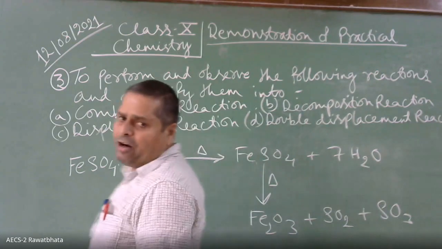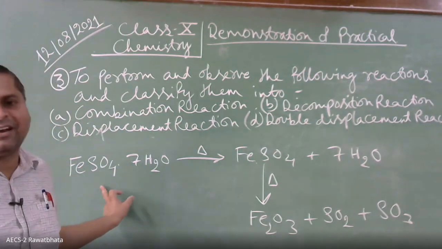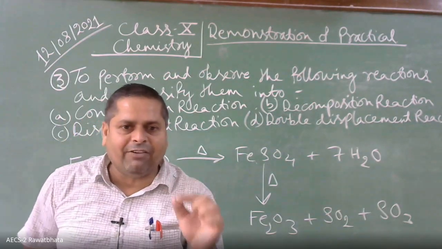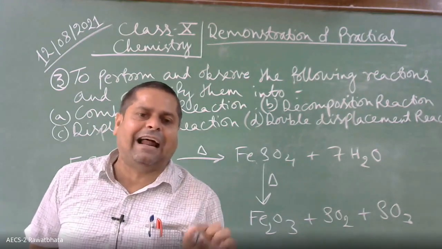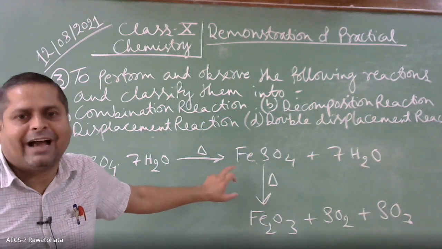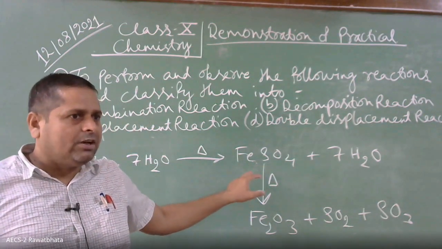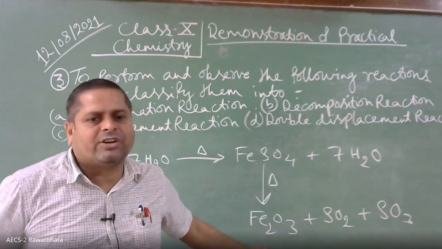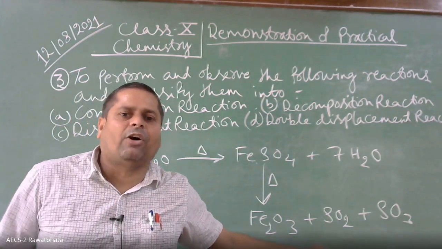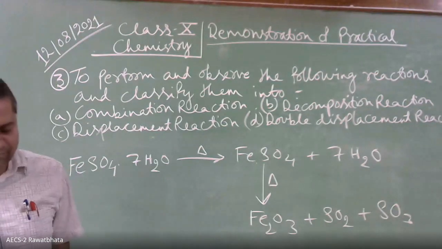Are you getting my point or not? Yes, sir. So the green ferrous sulfate we took was hydrated ferrous sulfate, meaning it had 7 molecules of water in its crystal lattice. When we heated it, it first got converted into anhydrous ferrous sulfate, and on further heating, it decomposed to form ferric oxide, sulfur dioxide, and sulfur trioxide gases. Is it clear? Yes, sir. Please note this down also.